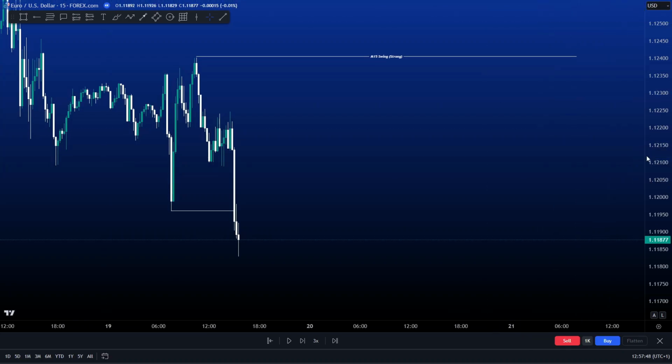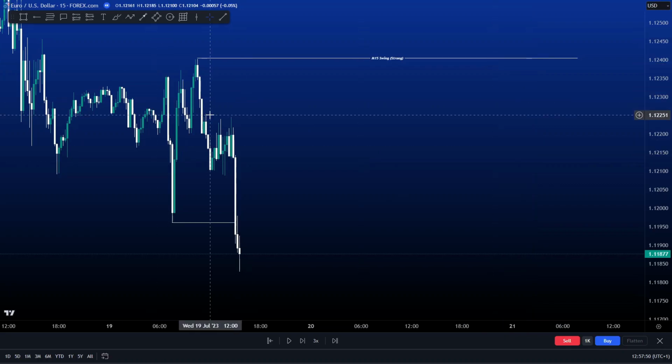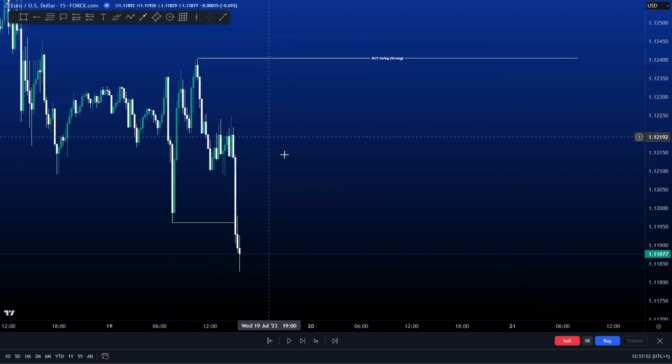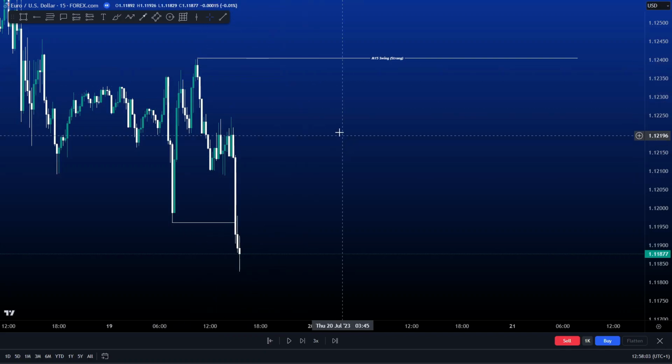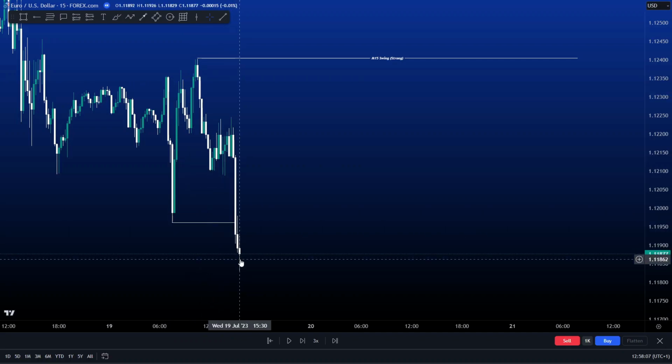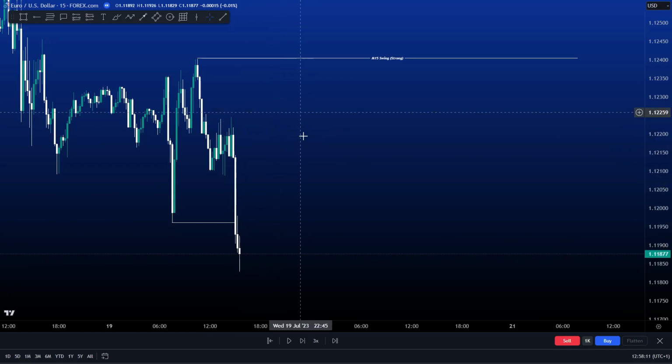On the M15, we are selling the continuation, but you can buy the pullbacks. You can buy the M15 pullbacks, same as on the 4 hour. After a breaker structure, what do we expect? A pullback. The same with the M15. We had a breaker structure here, so what we can do is buy up into the premium on the M15.